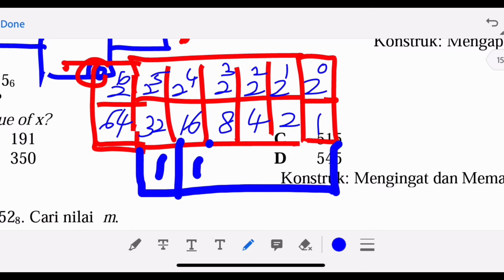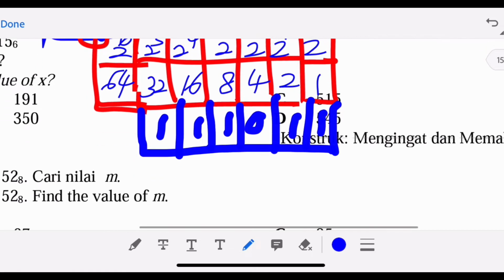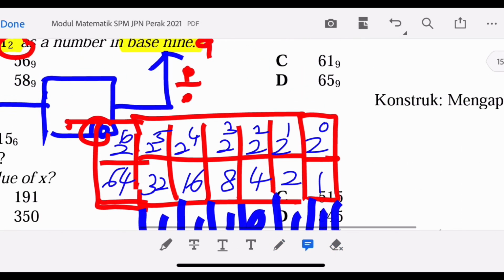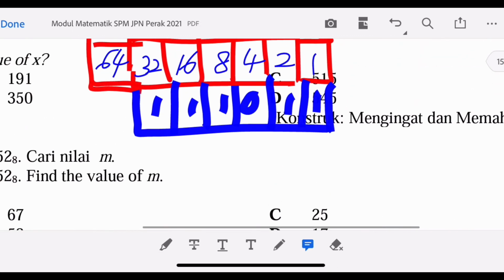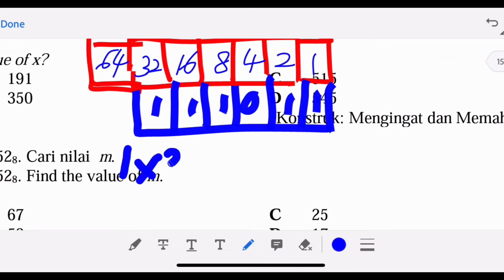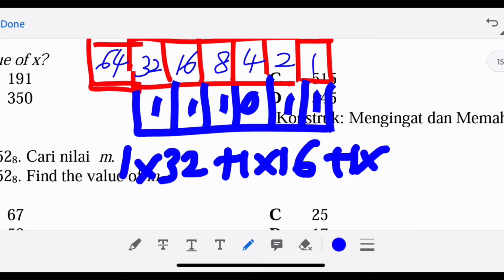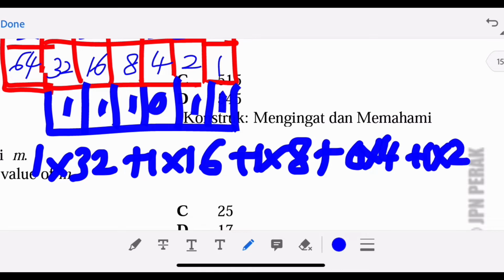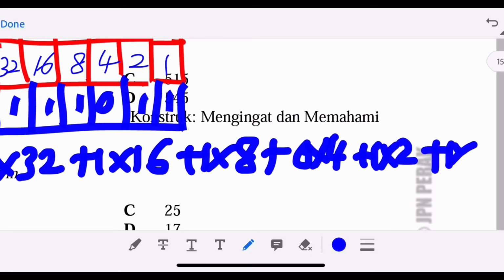Alright, 1 1 0 1 1, right? So that means we take 1. Let me write. We want to convert to base 10. We will take 1 times 32 plus 1 times 16 plus 1 times 8 plus 0 times 4 plus 1 times 2 plus 1 times 1, right?